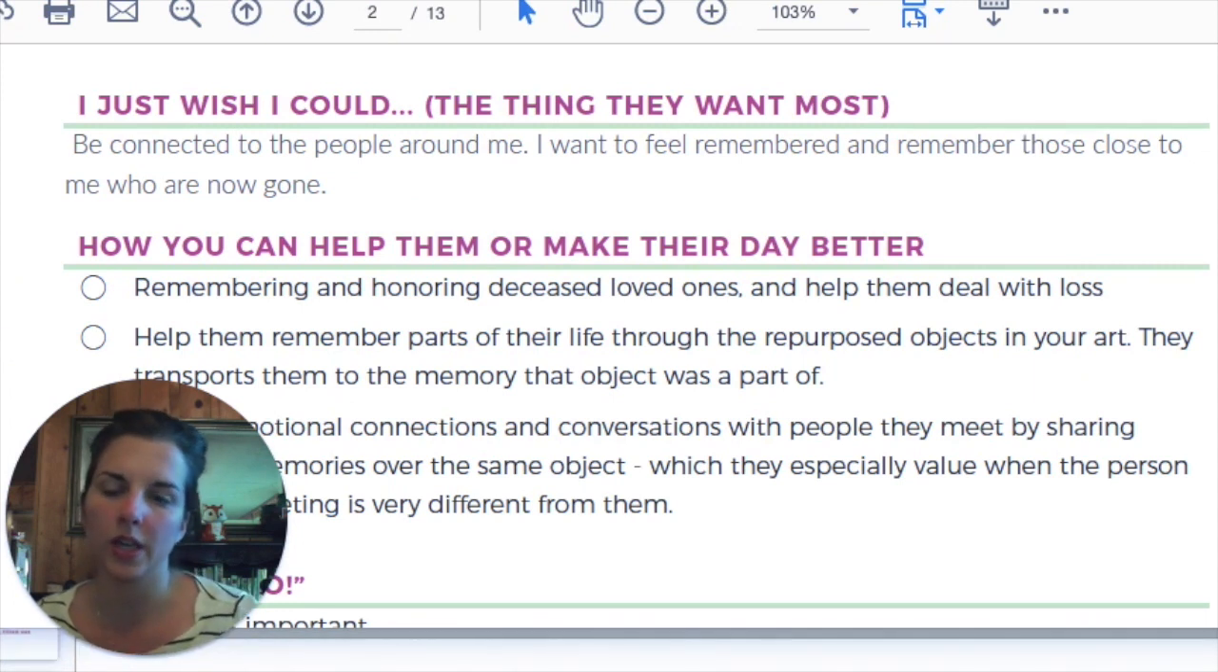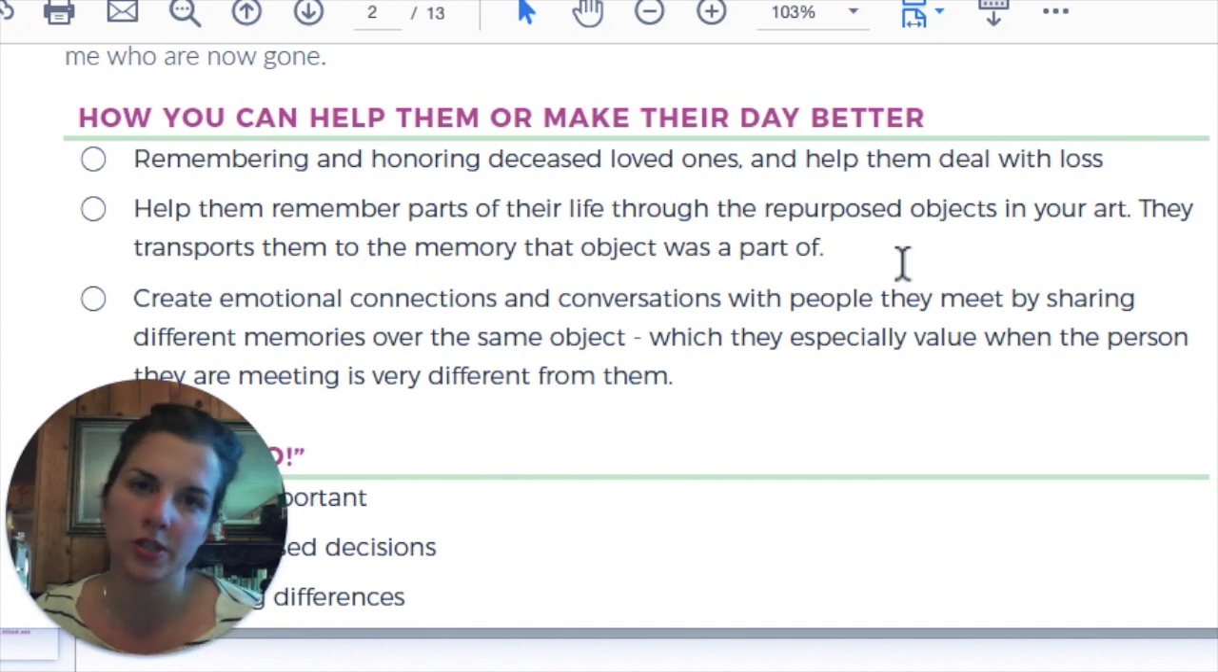In Karen's case, one of the most important parts of her art was that she wanted to speak to the subject of loss in her work. So if they just wish they could be connected to the people around them, then remembering and honoring their loved ones and helping them deal with that loss, that fits with being connected with the people around them.